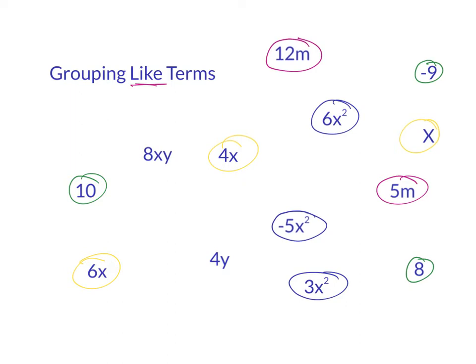And then for our last one, oh, no, not last one. We have 8xy, and we have 4y left. Neither of these has another one. xy is not the same as just y, so I need to find another color for 4y because it also doesn't have anything else to add to. So 8xy and 4y couldn't be combined with anything else on the screen.